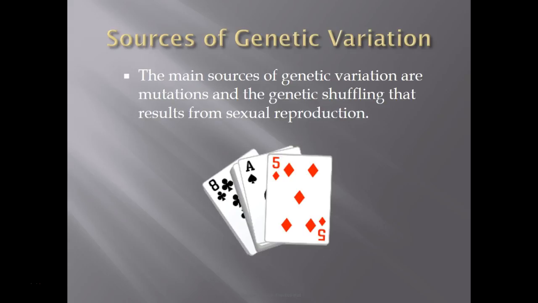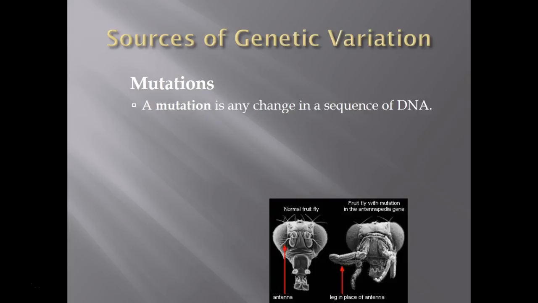So what are some sources of genetic variation? Well, the main sources of genetic variation are mutations, random mutations that would occur in the DNA. That would be gene mutations or chromosomal mutations, and the genetic shuffling that results from sexual reproduction.